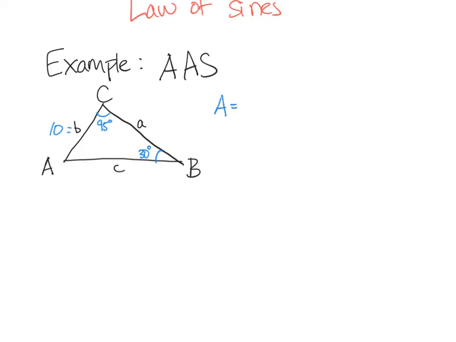So if I say my angle A is going to be 180 minus the 95 degrees minus 30 degrees, that's going to give us 55 degrees. So I can already say that's going to be 55 degrees. Cool. Done with one out of my three parts. So for the next one, we need to find side length A or side length C. It honestly does not matter which one.